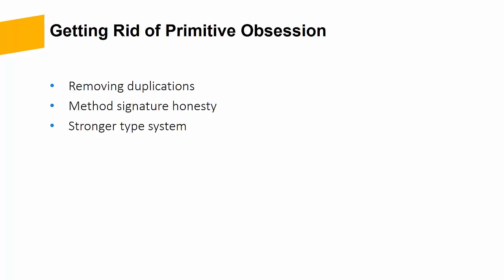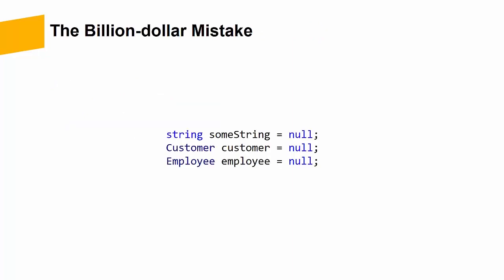Yep. Any questions about primitive abstraction? All right, let's move on to nulls. So here is a simple code sample. Yep. Sorry, I have a question.